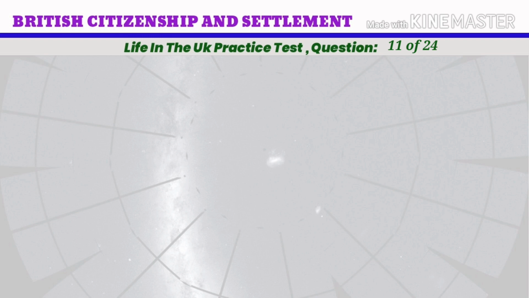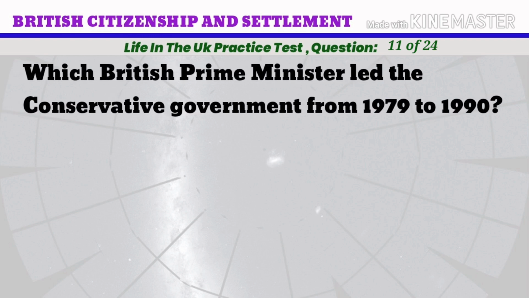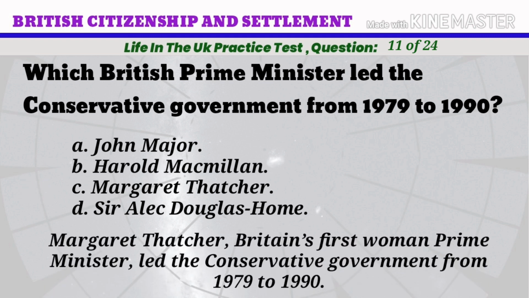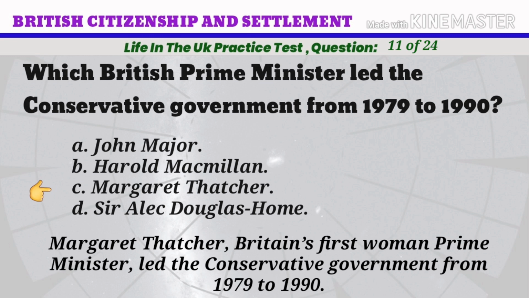Life in the UK practice test question 11 of 24. Which British Prime Minister led the Conservative government from 1979 to 1990? A. John Major. B. Harold Macmillan. C. Margaret Thatcher. D. Sir Alec Douglas-Home? The correct answer is C. Margaret Thatcher. Margaret Thatcher, Britain's first woman Prime Minister, led the Conservative government from 1979 to 1990.